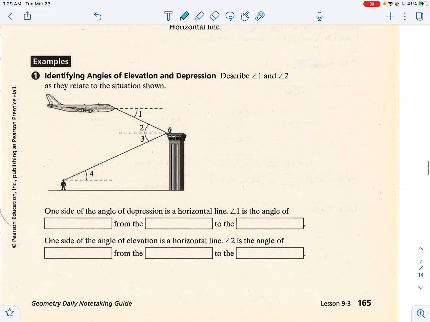Okay, so if we look at example 1, one side of the angle of depression is a horizontal line. Angle 1 is an angle of depression because it goes down from this horizontal line, it points down. Angle of depression from the plane, so it goes from here to the tower.